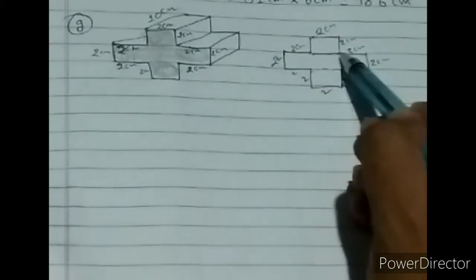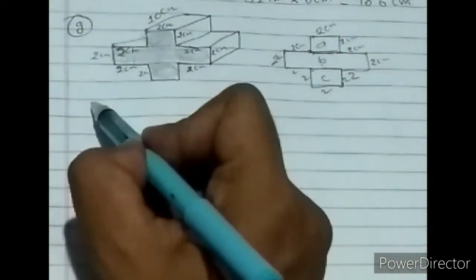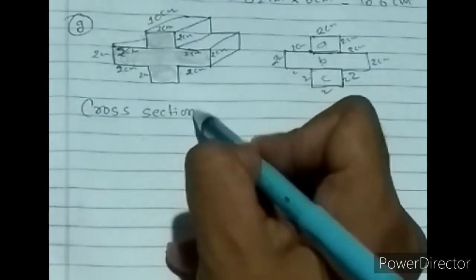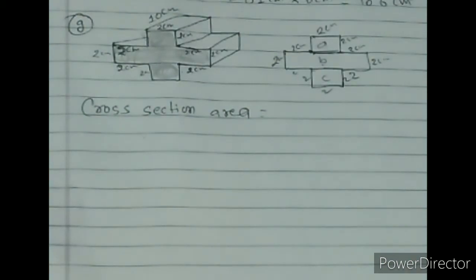Now here also we can make three parts. We can cut here. So one rectangle is A, another rectangle B, another rectangle C. Three rectangles, yes. Let's find the cross section area first. Cross section area means the front part, the area of the facing part. Whatever is their front, that area is the cross section. Actually, the definition is this: when we cut into many pieces, then we will get the same shape here.